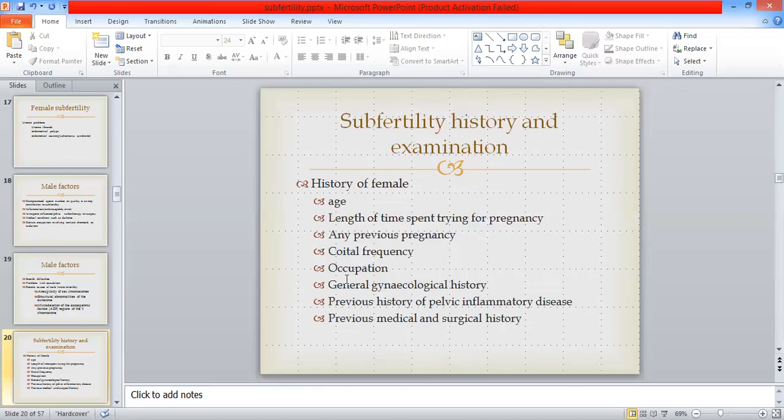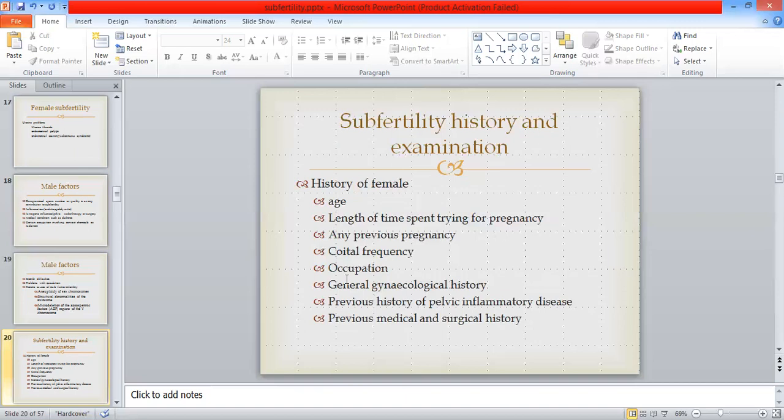So they are suffering from ovulatory disorder. The athletes, those who are involved in these types of activities, are also suffering from subfertility.